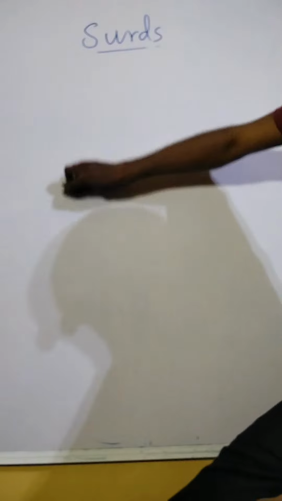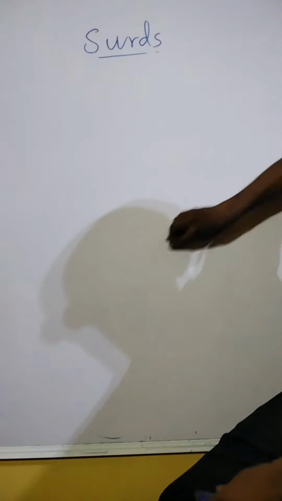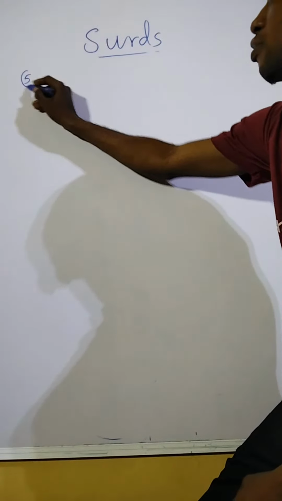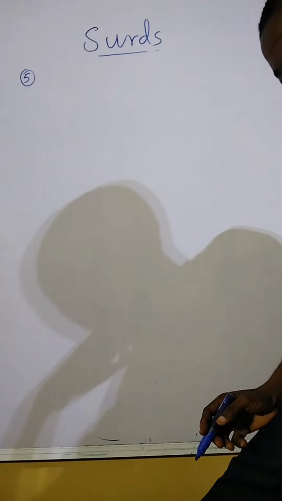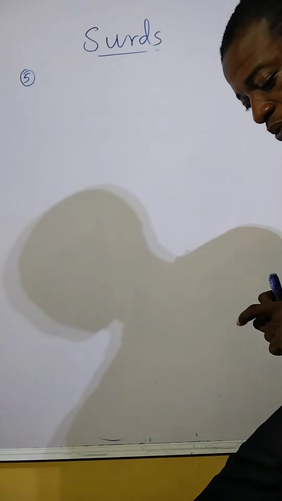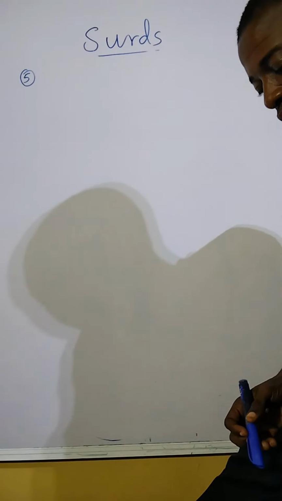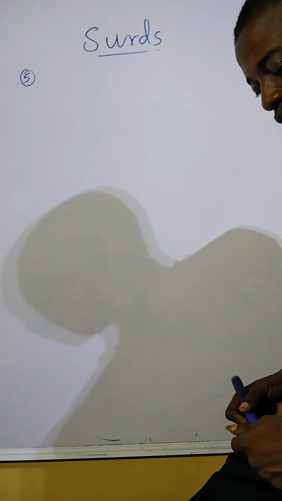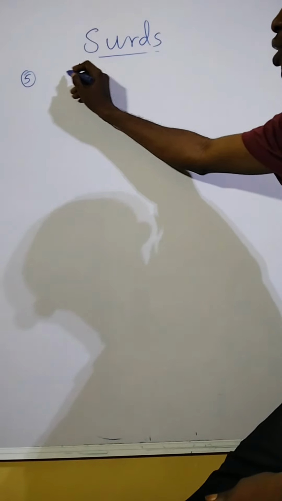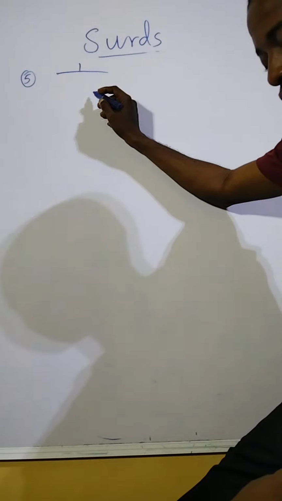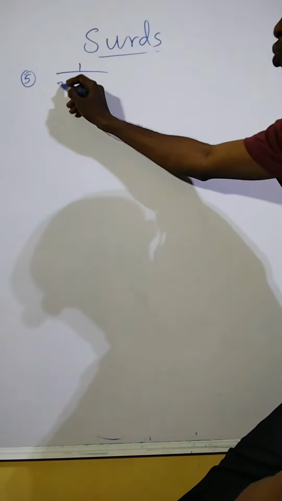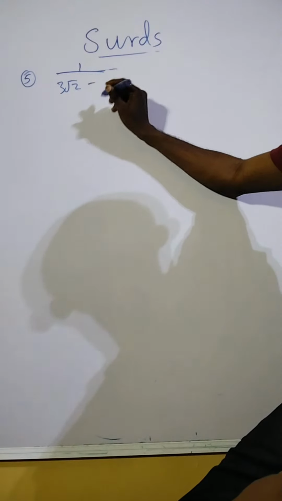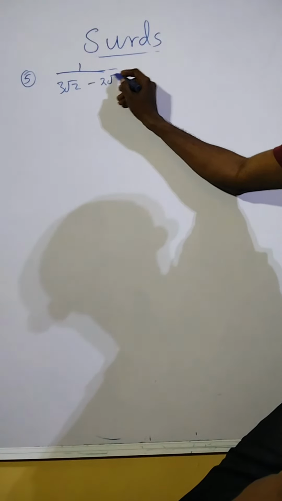So let's consider another one. We call this number 5. That is, here we have 1 divided by 3 root 2 minus 2 root 3.